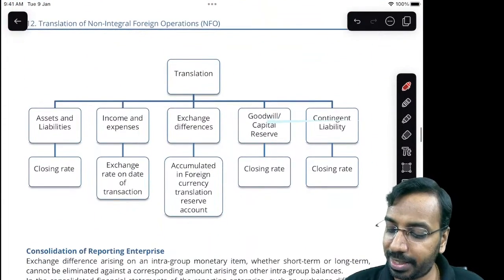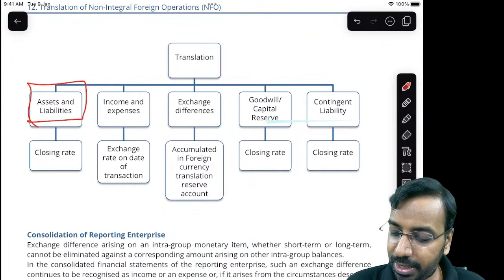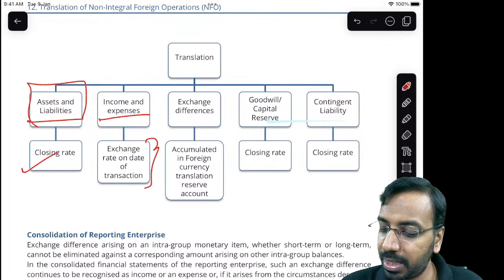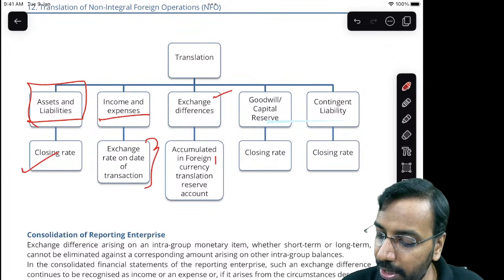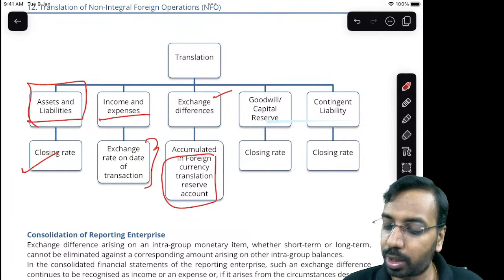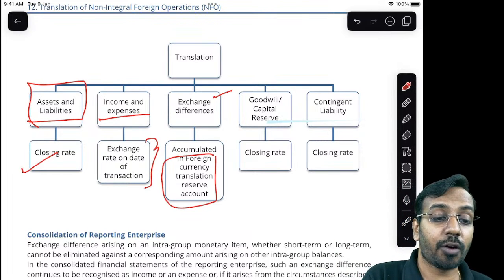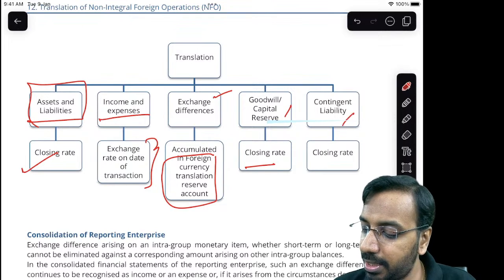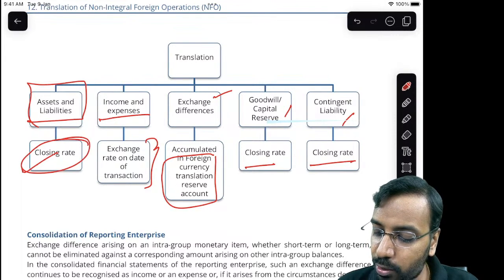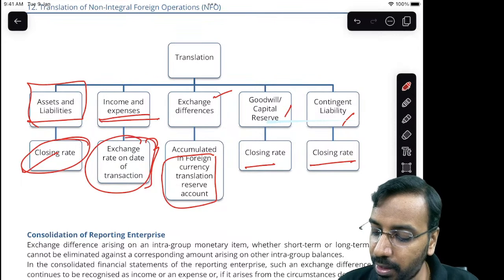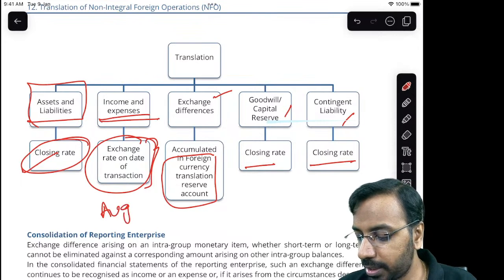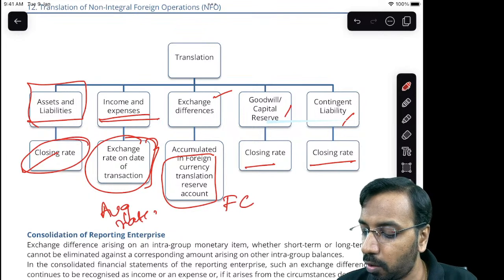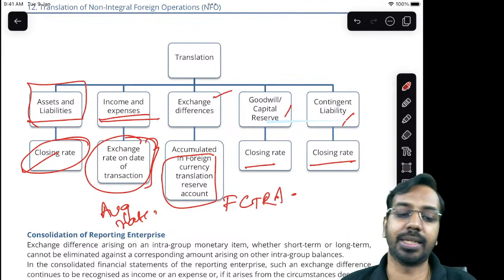But if it is a non-integral foreign operation, assets and liabilities at closing rate, income and expenses on date of transaction. Exchange differences you will accumulate in foreign currency translation reserve account, whereas in case of an integral foreign operation you will take it to your P&L. Goodwill, closing rate, contingent liability, closing rate. So everything will be at closing rate. Income and expenses will be on the date of transaction or using an average rate. Any exchange differences will be accumulated in foreign currency translation reserve account.